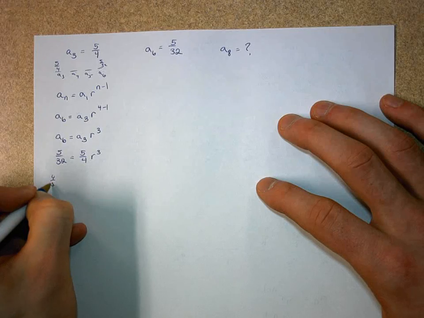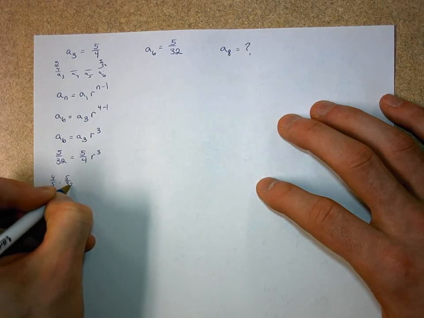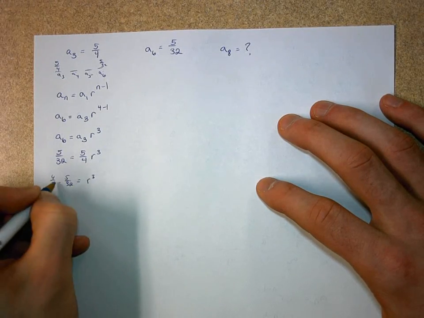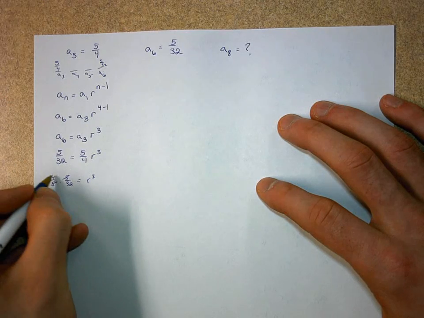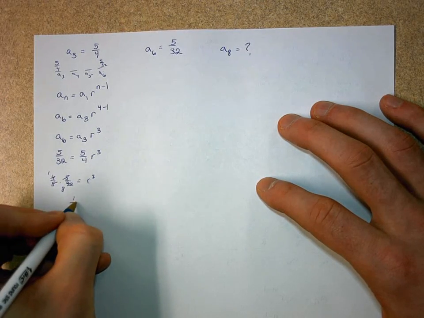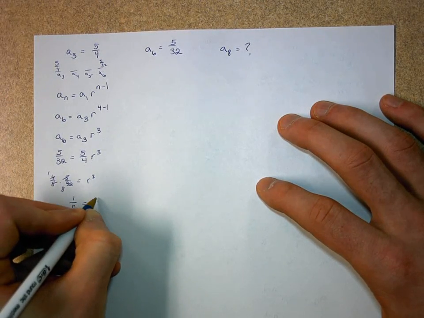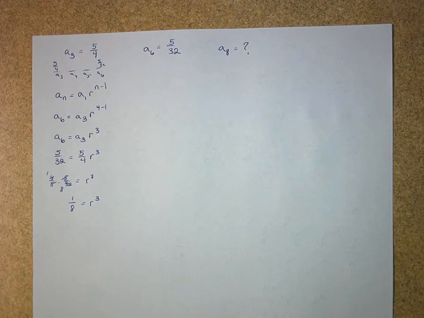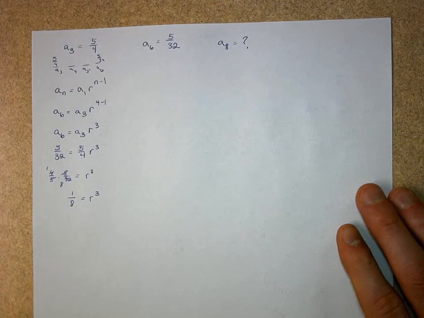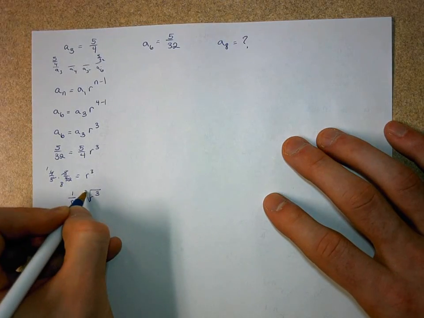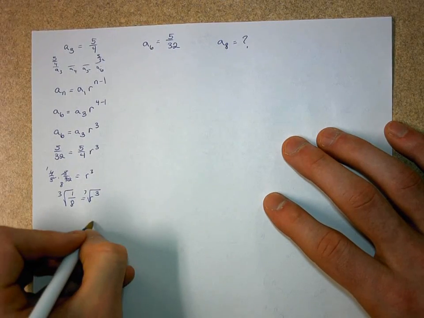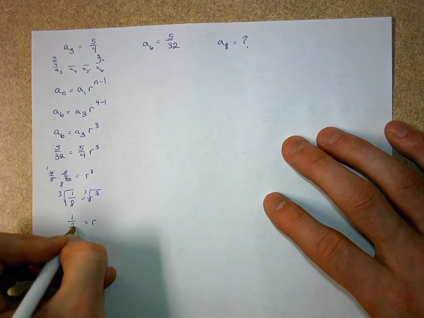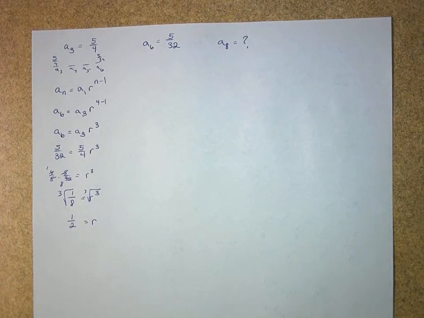Multiply both sides by 4/5. So 4/5 times 5/32 is equal to r cubed. 5's cancel out. 4 and 32 reduce to 1 and 8. So 1/8 is equal to r cubed. Take the cube root of both sides. So then r is going to be 1/2.